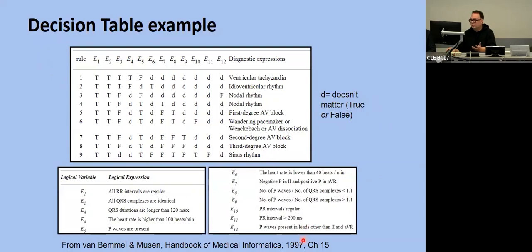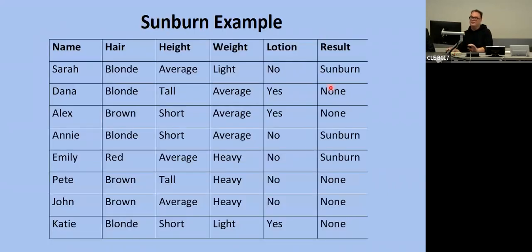This is from '97, Handbook of Medical Informatics, kind of a famous book. And there are lots of different ways to show these decision tables. This is one of them. Again, these rules, the columns that result from those rules, and then the diagnostic expressions here. So seeing the table, you understand what I was trying to say in terms of the 212, you know, 900, etc. This is a textbook example, again, the sunburn example.